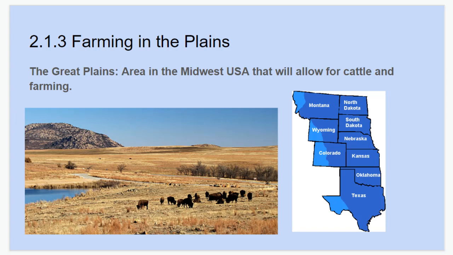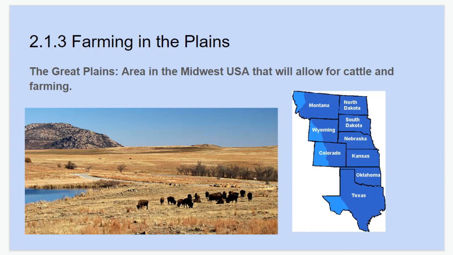We're still in Chapter 2, Section 1, and this is the third and final part of the lecture. We're going to see a little bit of crossover between Lesson 1 and also Lesson 2. We're going to be talking about farming in the plains. The Great Plains is an area in the Midwest of the United States that's going to allow for cattle and farming. On the right side is the map, which we're going to have to look at identifying.